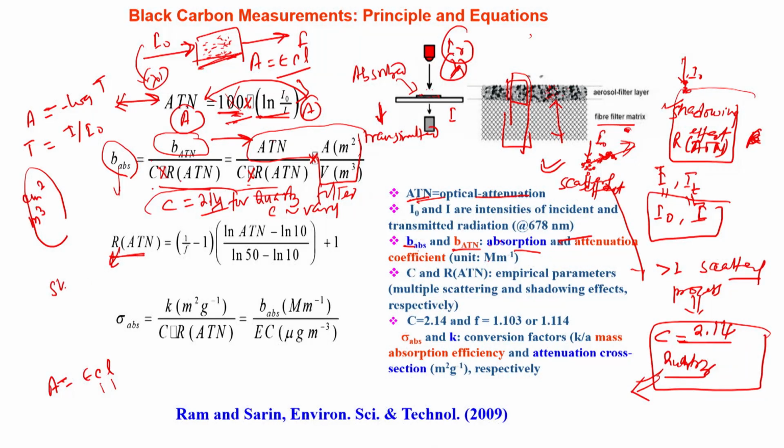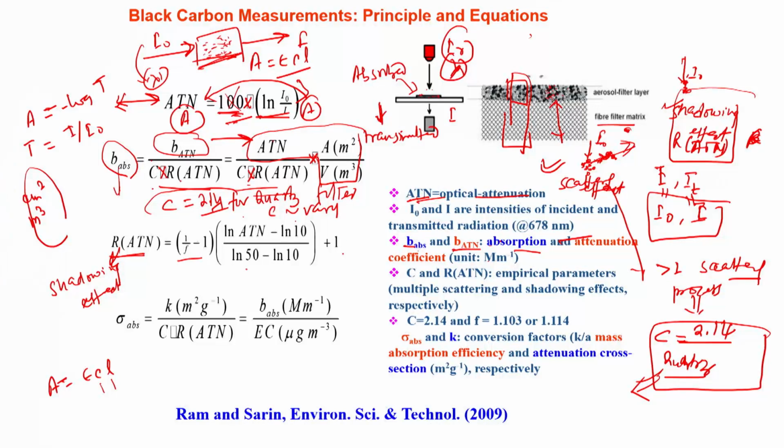This is the shadowing effect. In order to account for the shadowing effect, you have to use this one. R attenuation is 1 upon F minus 1, just remember this one, times ln ATN minus ln 10 divided by ln 50 minus ln 10.